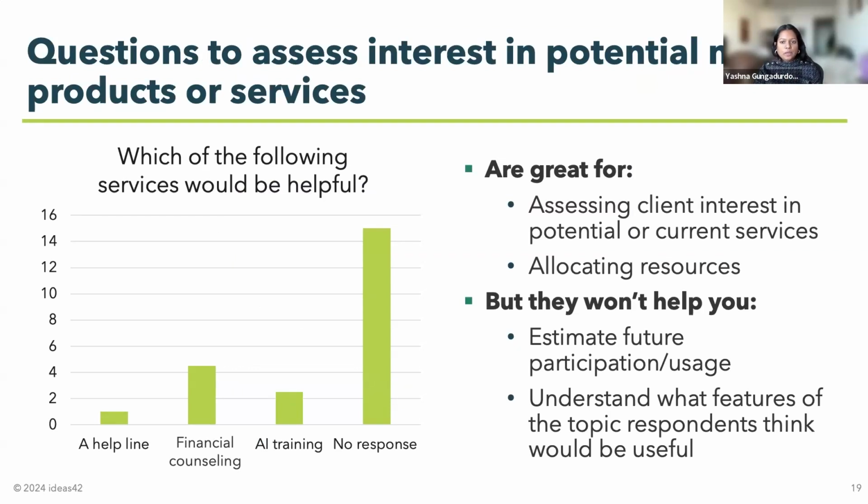But they certainly won't help you estimate future participation or usage or understand what features of a topic respondents think would be useful. Well, this question, as we went through it earlier, the biggest problem is the lack of responses. Even when you look at the people who did respond, just knowing that folks think these services would be helpful isn't enough information for you to know whether they would use or benefit from the service. It also doesn't help you understand what features of a topic respondents think would be useful. So we're really missing out on an opportunity we have to inform how to design a program for it to be the most effective it can be.